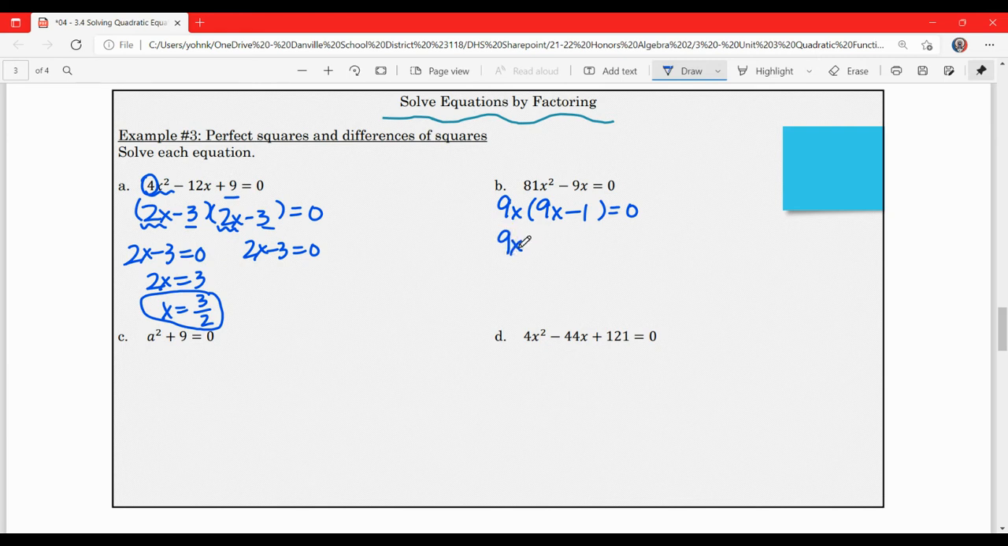So I've got two things that multiply to give you 0. You set them each equal to 0. The equation on the left, if I divide both sides by 9, gives me x equals 0. If I add 1 to both sides, I get 9x equals 1. Divide by 9, I get x equals 1/9.